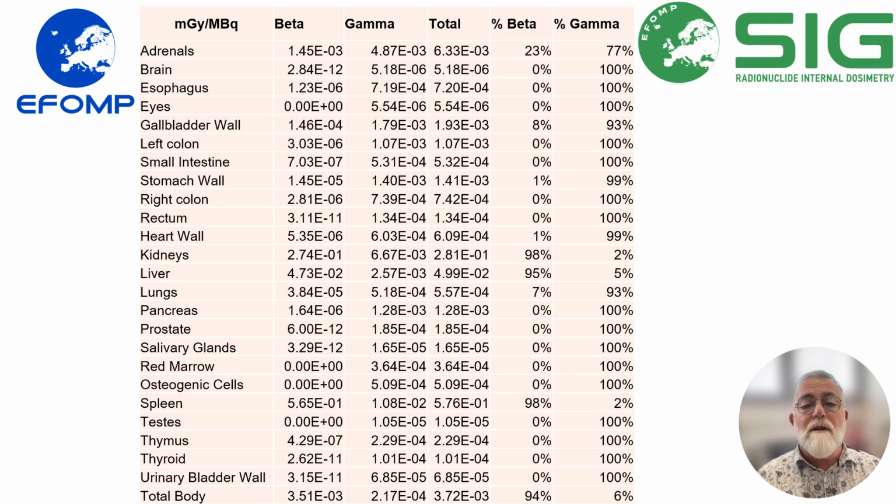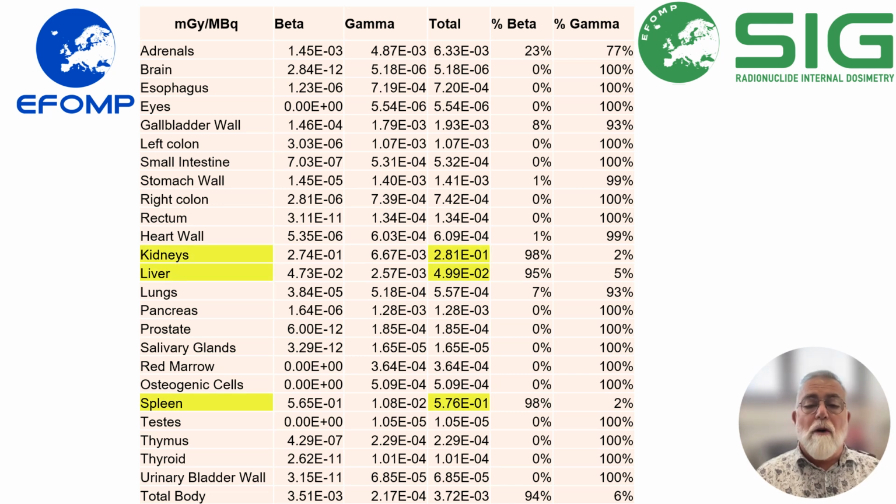So you can see adrenal, brain, esophagus, eyes, and so on. You've got the absorbed dose in milligray per megabecquerel, so the absorbed dose per administered activity, for the beta contribution, the gamma contribution, the total being the sum of beta plus gamma. And I added the percentage of beta and the percentage of gamma irradiation, and yes, indeed, the total should be 100. So what can we see?